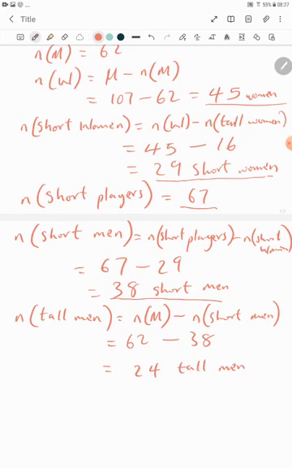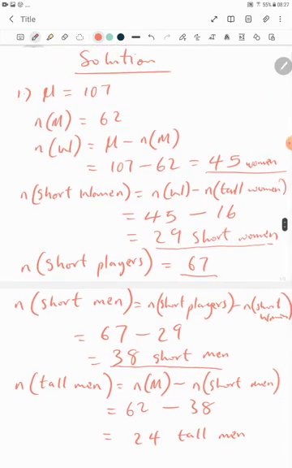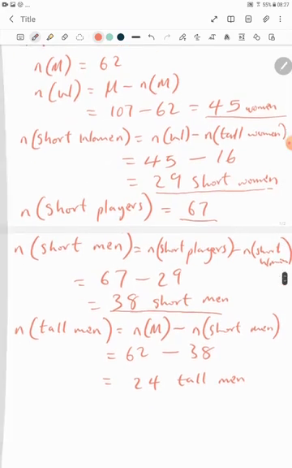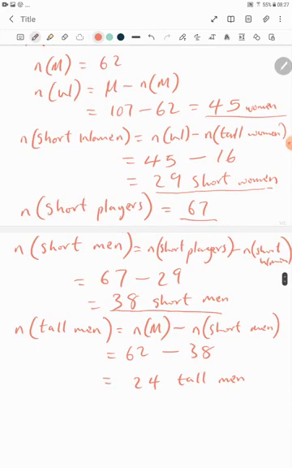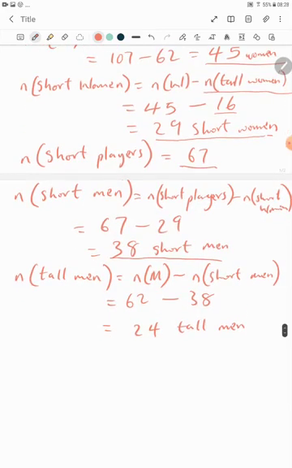So if you look at what we have done now, we have known the number of short women, we have known the number of short men, we have known the number of tall men, and don't forget that the number of tall women was actually given to be 16. So we already have everything.